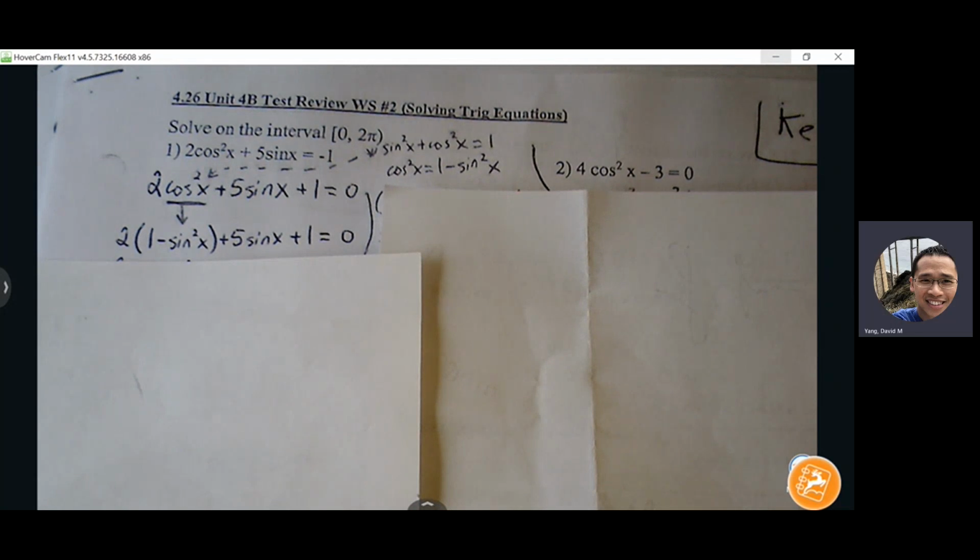Okay, get that cosine squared rewritten as 1 minus sine squared. That's now everything in terms of sine. Get all the terms on this left side. You can add that 1 from the right side to the left side. Distribute through, combine like terms.